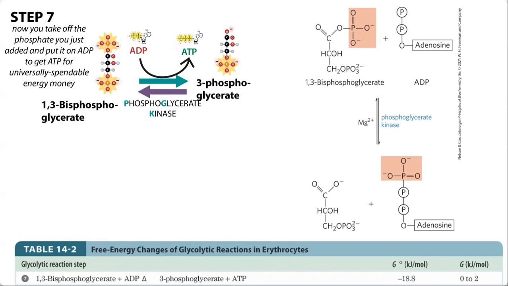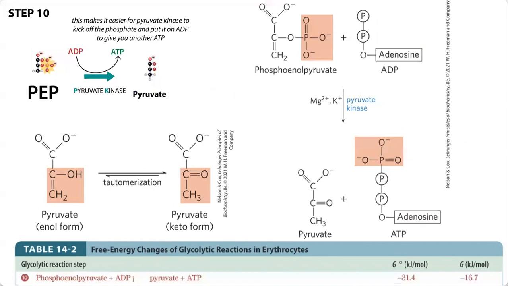That wouldn't be very helpful of a name. We call it phosphoglycerate kinase. This one was easily reversible, but not all of them are.